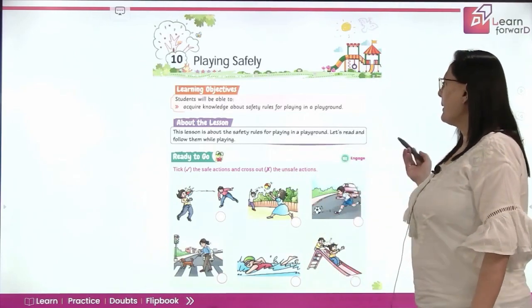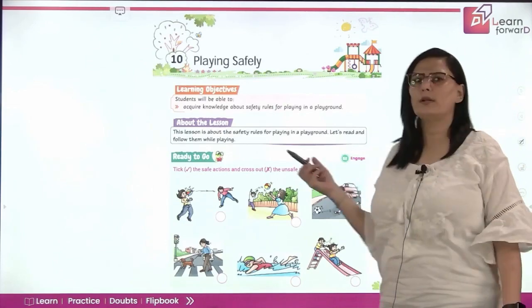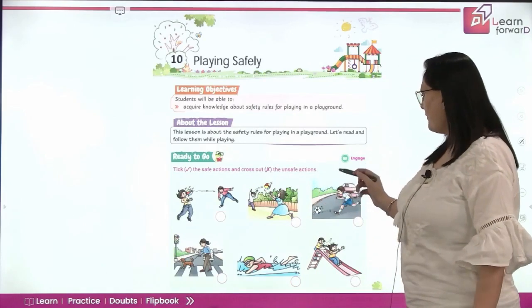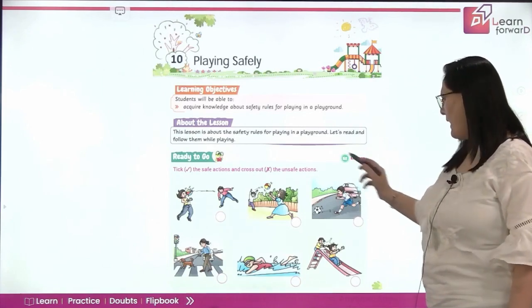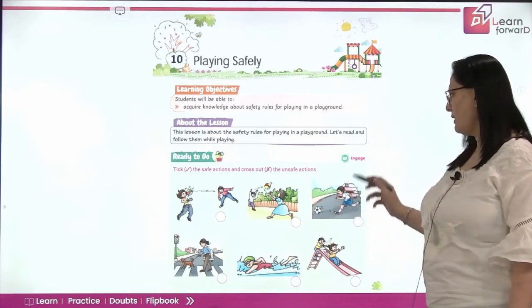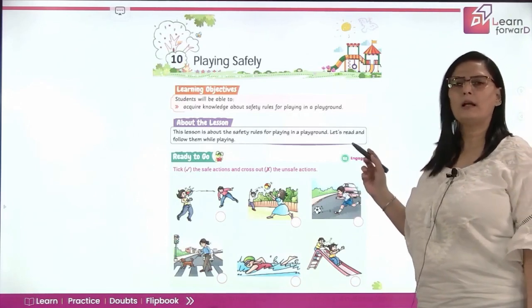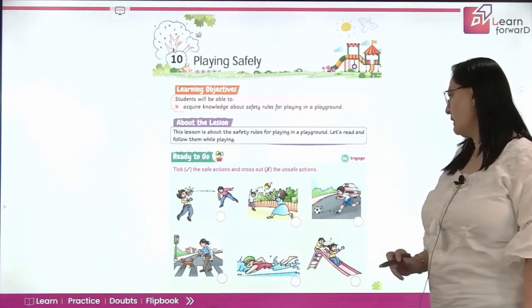This lesson is about the safety rules for playing in a playground. Let's read and follow them while playing. So before that, we have an activity. Tick the safe actions and cross out the unsafe actions. So here they have given you a set of pictures and we need to say the safe actions, we need to put a tick mark, and to the wrong ones, unsafe actions, we need to put a cross.